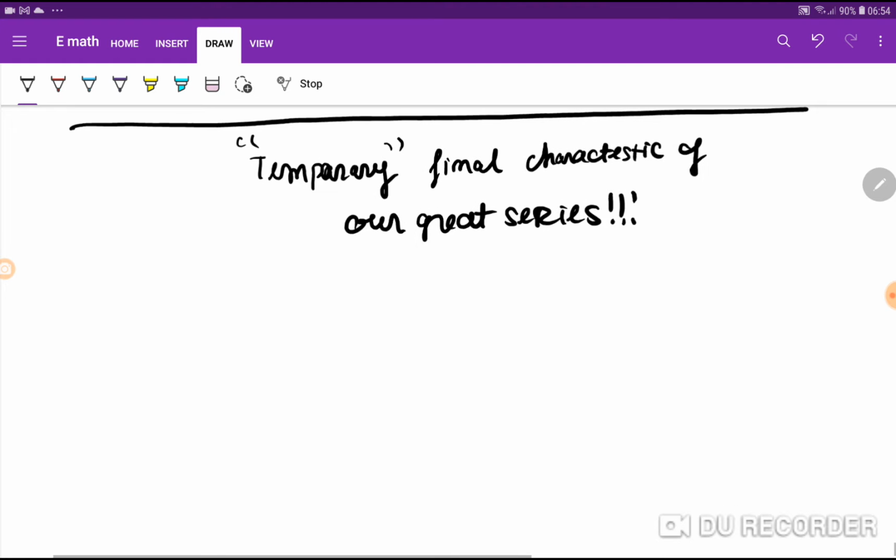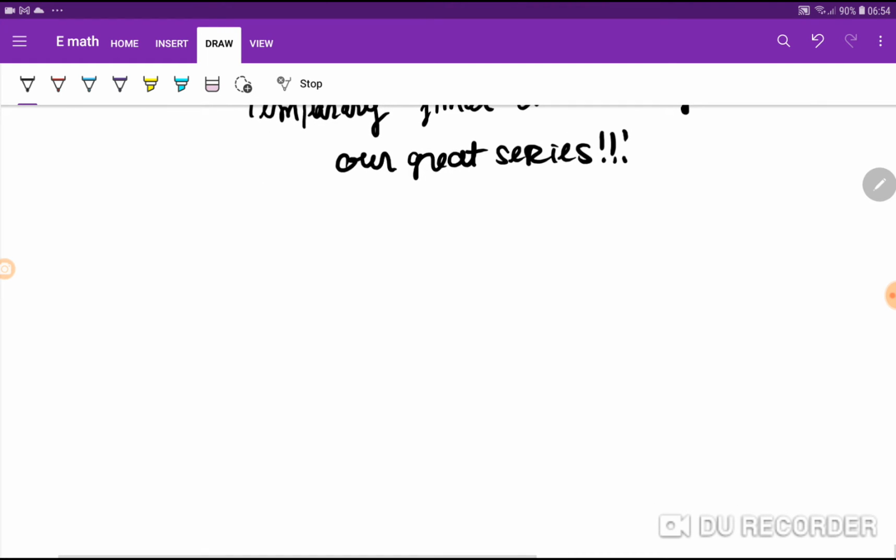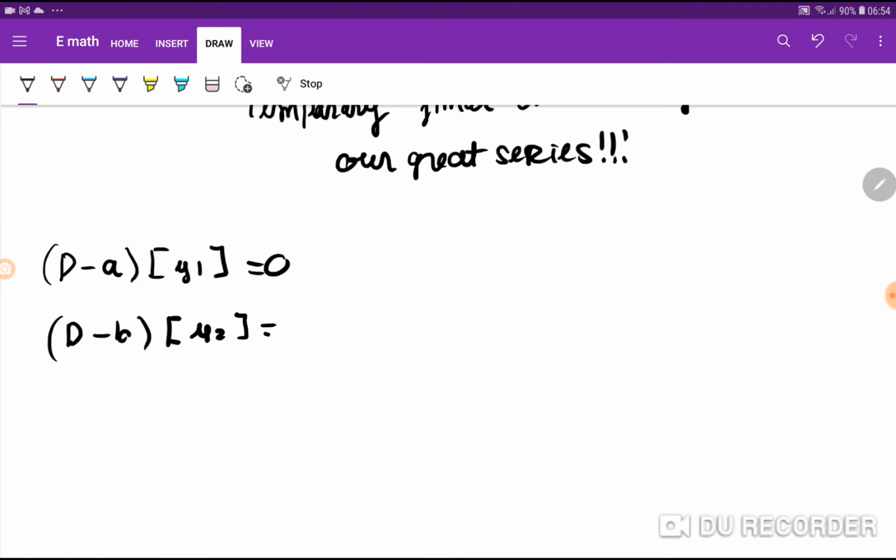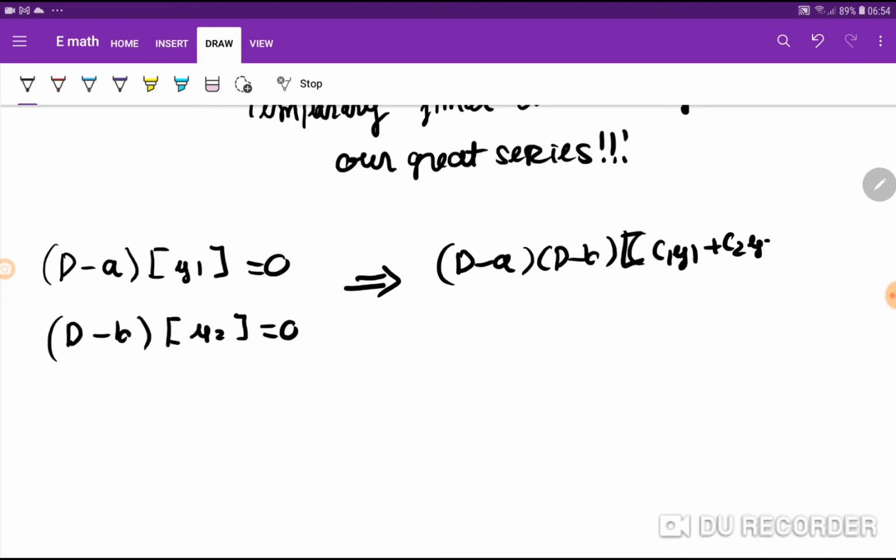Now, yeah, so what is the characteristic? The characteristic is, if you have this, y1 equals 0, this, you will have, definitely you will have this: C1 y1 plus C2 y2 equals 0.